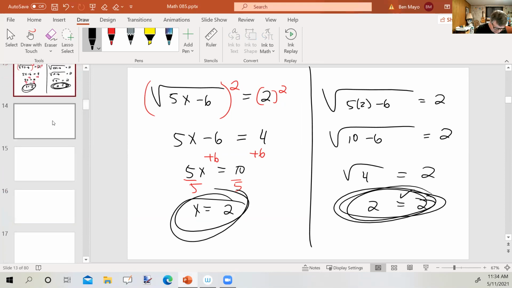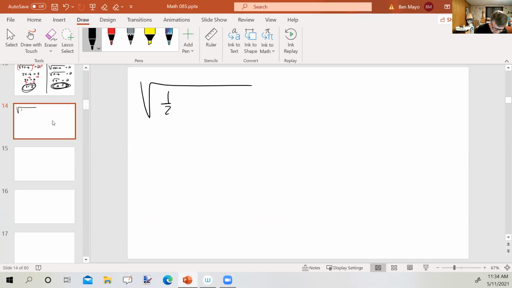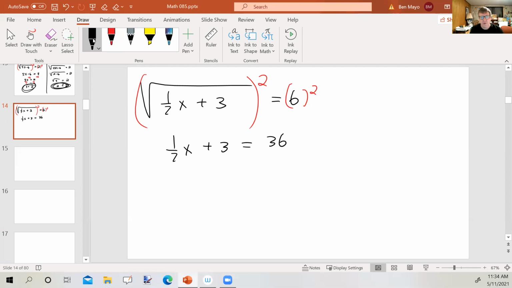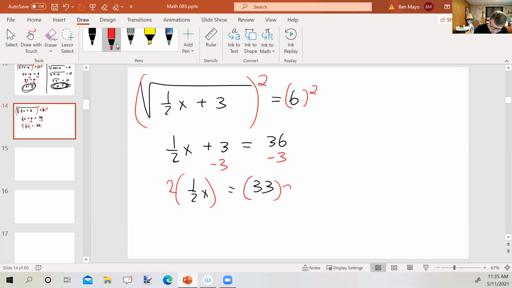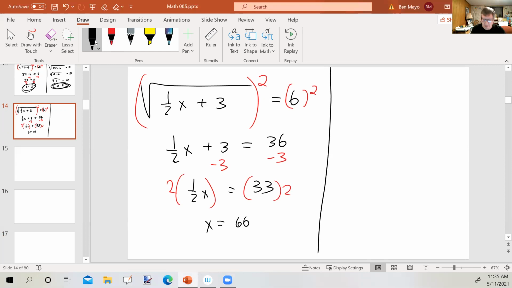All right, let's take a look at another example. The square root of the quantity 1/2 x plus 3 equals 6. Again, we have one radical term, and again, it is already isolated. We'll square both sides of the equation to get 1/2 x plus 3 equals 36. That is 6 squared. Going on and solving for x, we'll subtract 3 from both sides of the equation. 1/2 x equals 33. Then we'll multiply both sides by 2. So x equals 66.